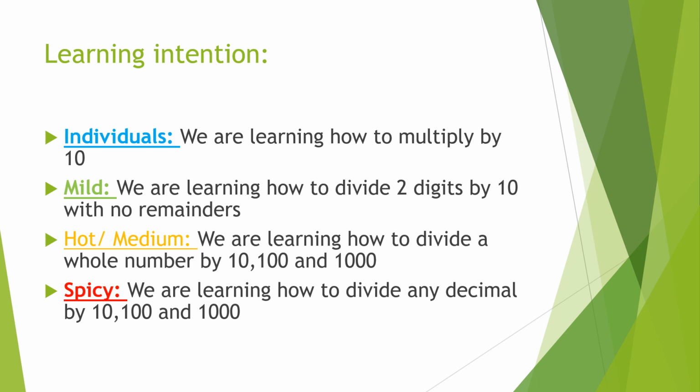Our hot, which is also our medium challenge, we're learning how to divide a whole number by 10, 100 or 1,000. Now remember, a whole number is a number that doesn't have a decimal place. So 17 is a whole number, 37 is a whole number, 2 is a whole number. And our spicy challenge, we're learning how to divide any decimal by 10, 100 or 1,000. Right, so are we ready for today?